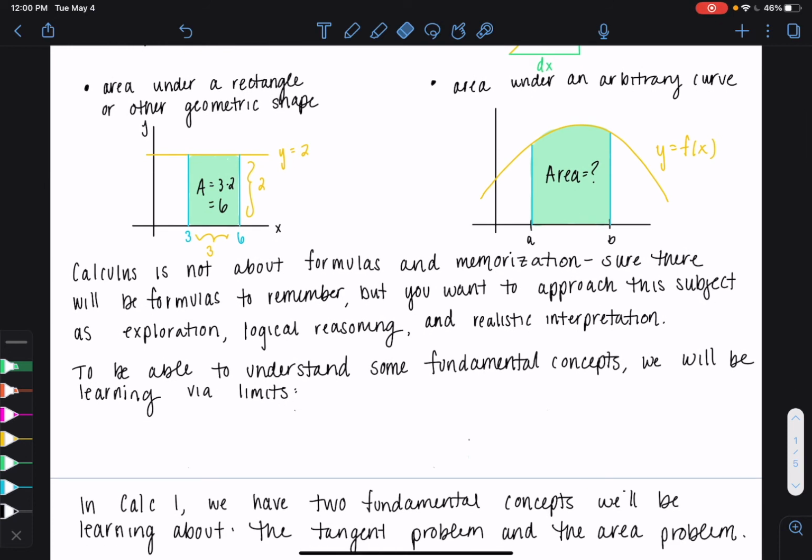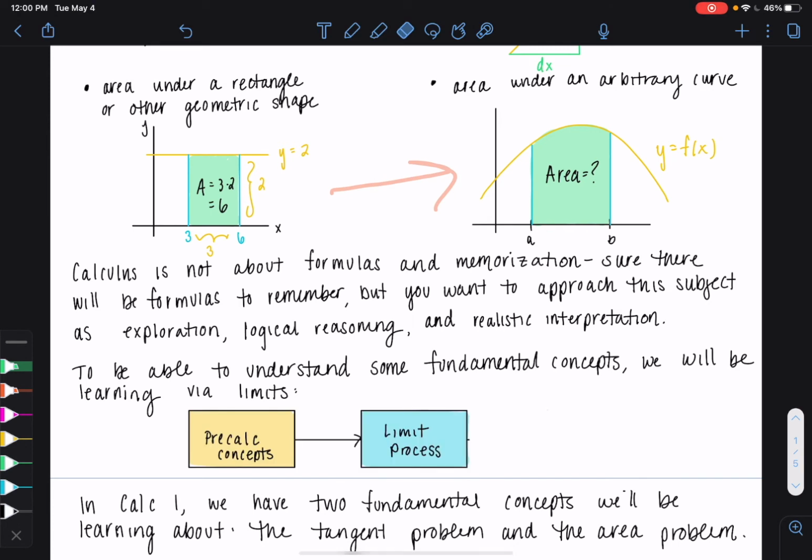So to be able to answer a lot of these questions, we're going to take the ideas we know from pre-calc and extend it to get these more dynamic problems. So we're going to start with these pre-calc concepts. We're going to apply what's known as a limit process, which is what our first chapter is going to be completely about. And that's going to give us our calculus concepts.